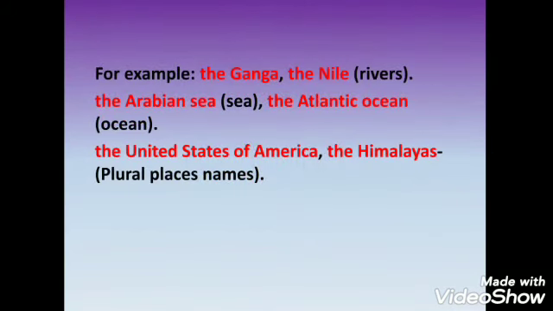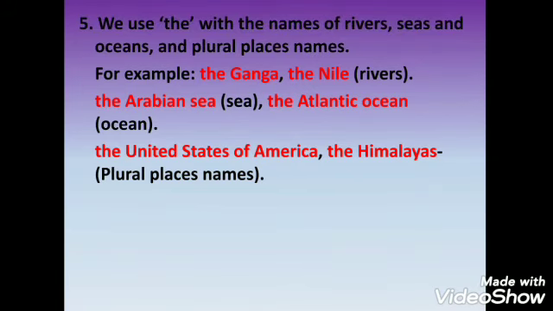Now the last point: the Ganga, the Nile. These are the names of rivers. The Arabian Sea, name of a sea. The Atlantic Ocean, an ocean. The United States of America. The Himalayas. These are the plural places names. We are using THE with the names of the rivers, seas, oceans and the plural places names. Therefore, our fifth point is we use THE with the names of rivers, seas and oceans and plural places names.